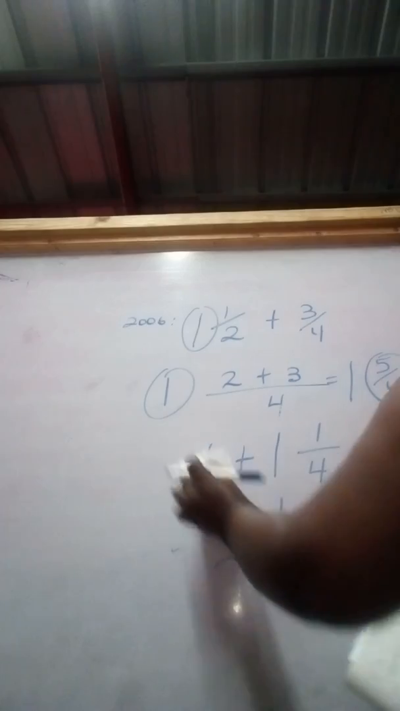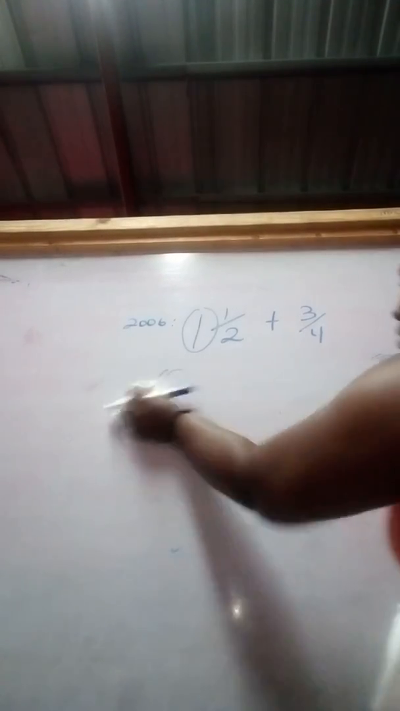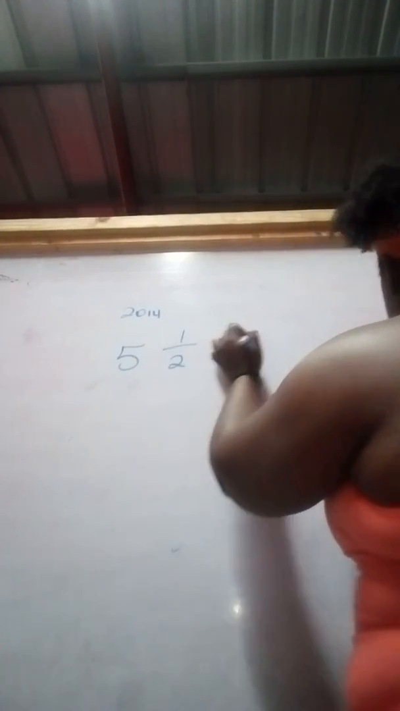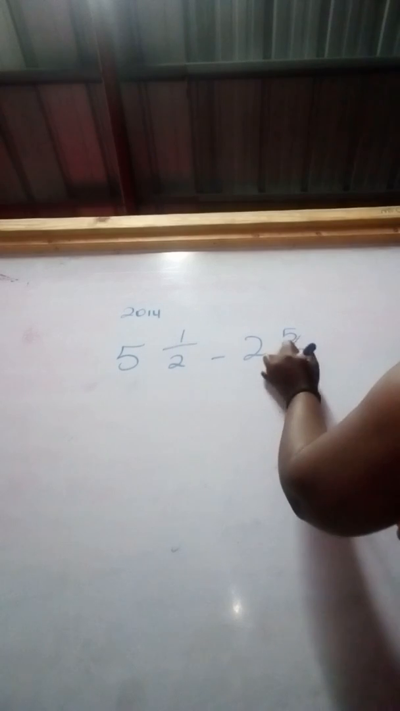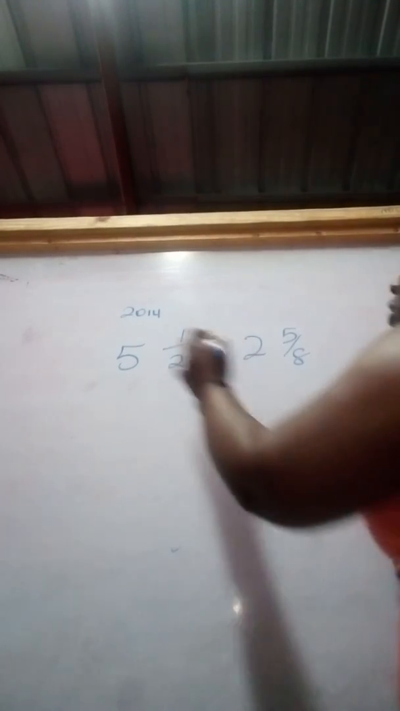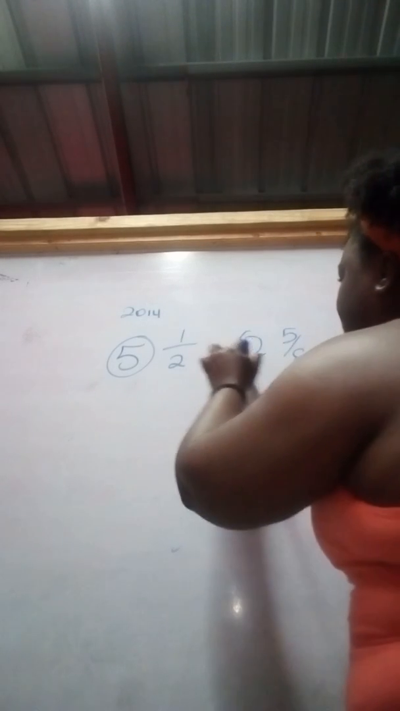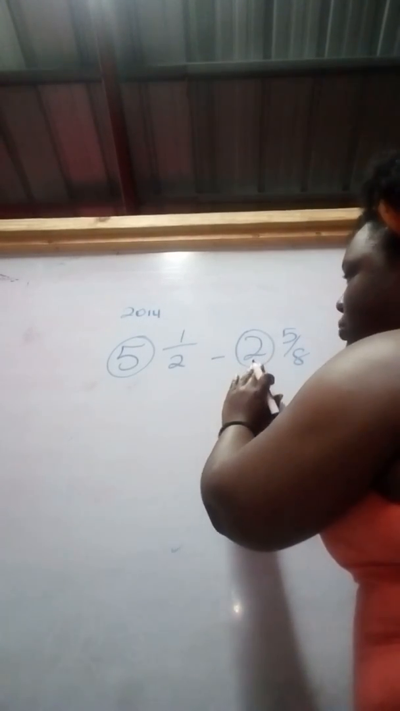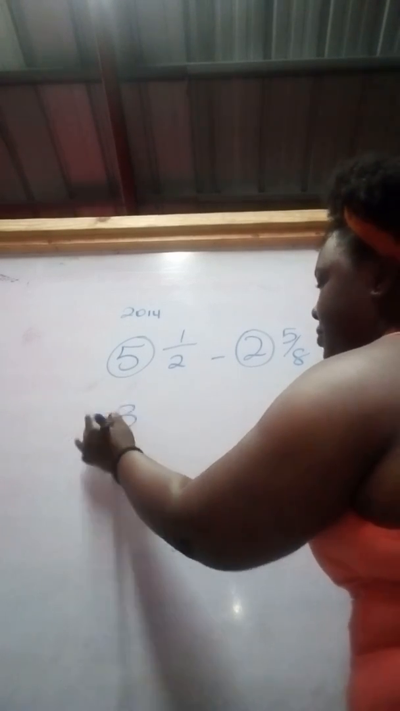Let's look at subtraction now. Subtraction of fractions. So I have in 2014, we had 5 1/2, take away 2 and 5/8, and these are your section 2 questions, which come to 2 to 3 marks, right? So remember again, circle your whole numbers. Deal with your whole numbers. So take 2 from 5, you're left with 3.